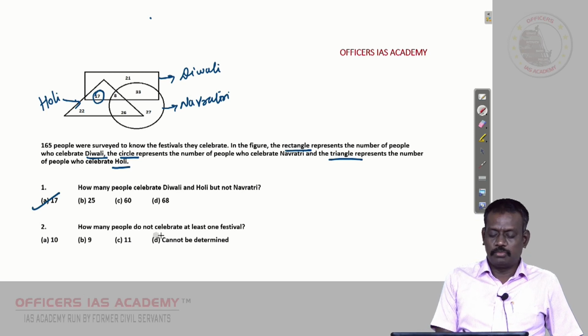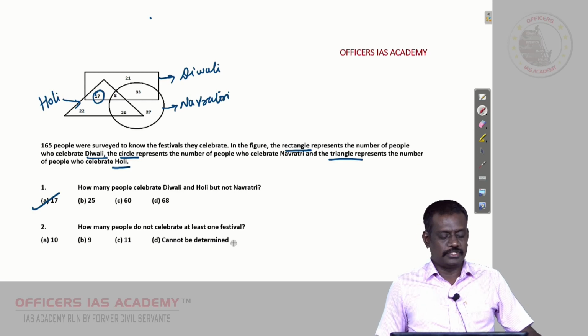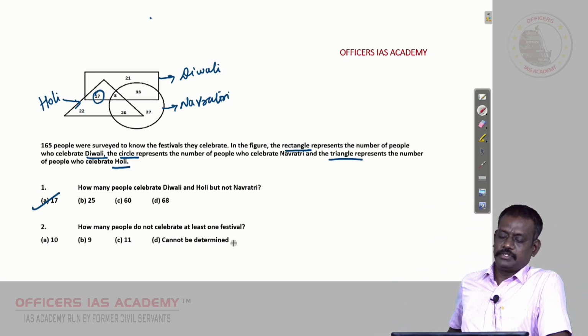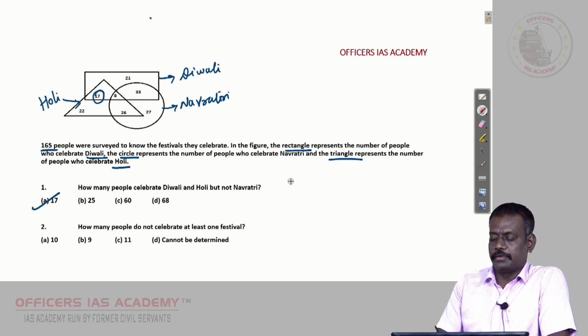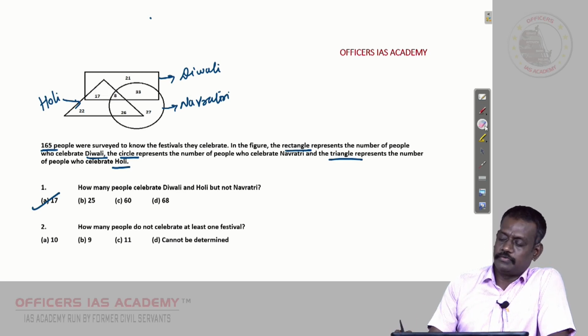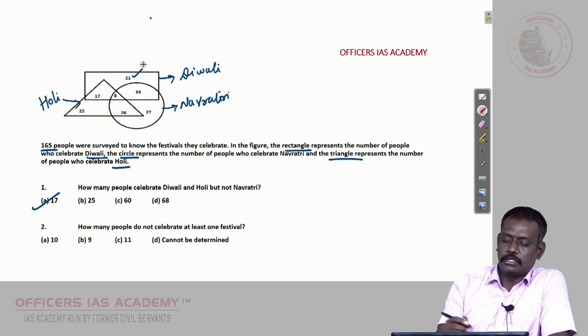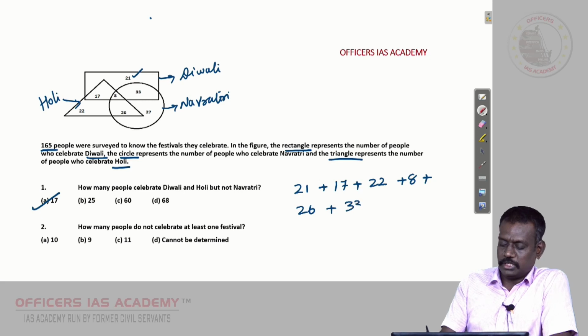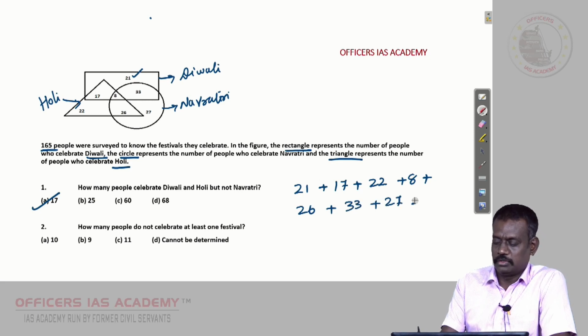And the next is, how many people do not celebrate at least one festival? It is given that 165 people have been surveyed. So first of all, we will find out the number of people who celebrate at least one festival. So who are they? It is 21 plus 17 plus 22 plus 8 plus 26 plus 33 plus 27.